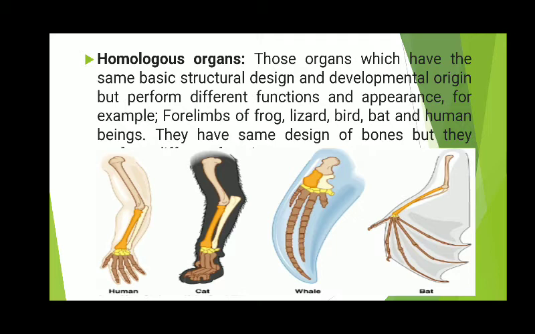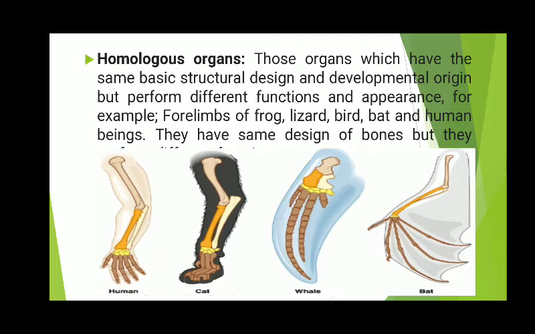If we take the forelimbs of man, they are used for grasping. What are the forelimbs of the bat used for? They are used for flying. Thus, we can say these have the same basic structure. You can see these seem to be the same in structure, but they perform different functions. They are called homologous organs.